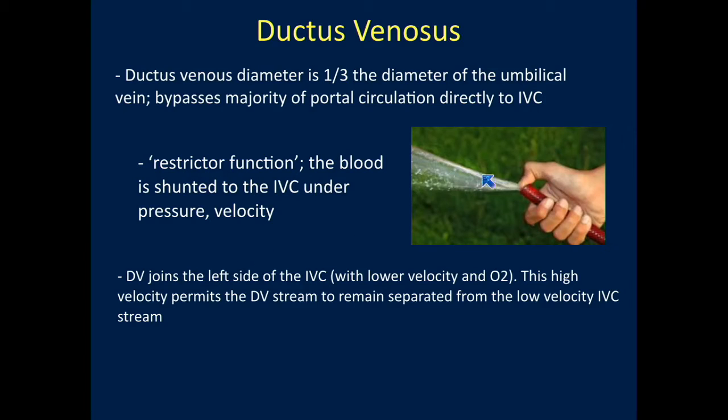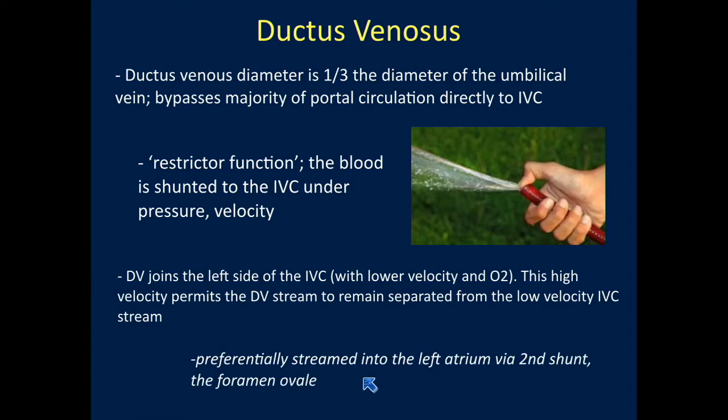So what this does is create a higher velocity stream of very oxygenated blood into the inferior vena cava, where it tends not to mix with the lower velocity and lower oxygen blood that's just returning from the lower part of the fetus. And this high velocity stream remains separate as it enters the heart, where the high velocity, highly oxygenated blood is then shunted across the foramen ovale to go right to the fetal head. So that's preferentially streamed into the left atrium via the second shunt, which then goes to the left ventricle, aortic outflow tract, and head and neck vessels.